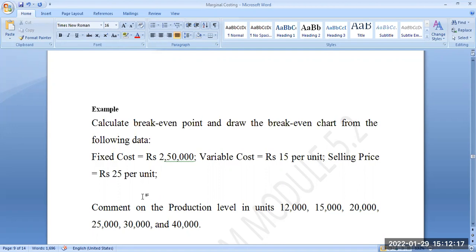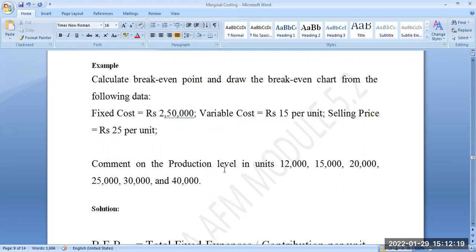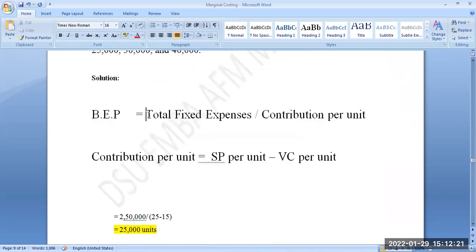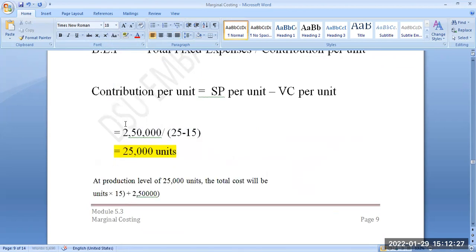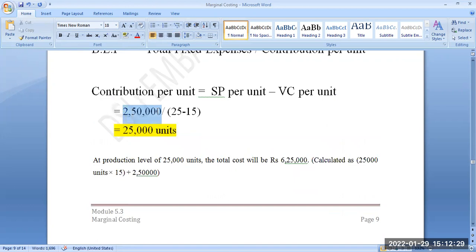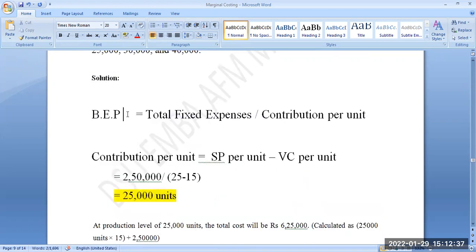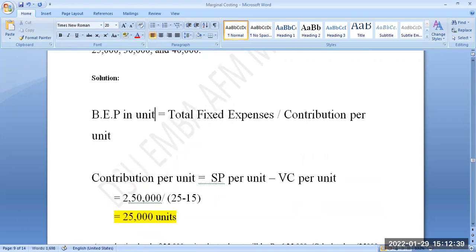So if I want to calculate the break-even point, then apply this equation. Total fixed cost, how much is it? 2,50,000, given in the question. 2,50,000 divided by 10 rupees is equal to 25,000 units. So this will give you the break-even point in units. The number of units to be sold to achieve the break-even point is total fixed cost divided by contribution per unit.